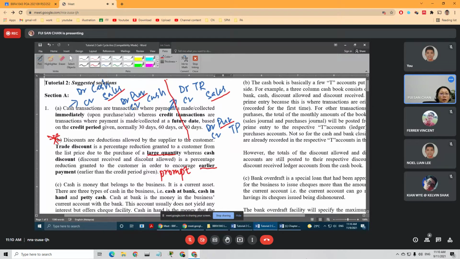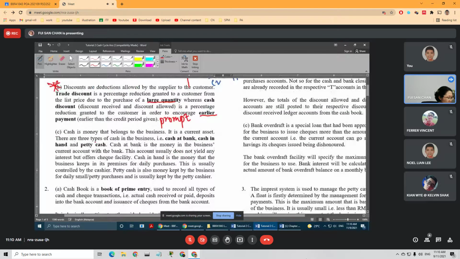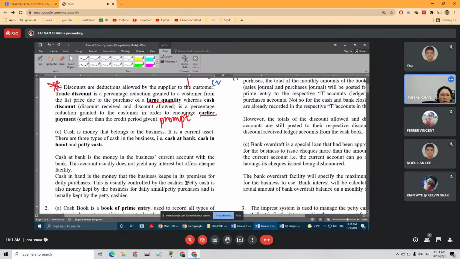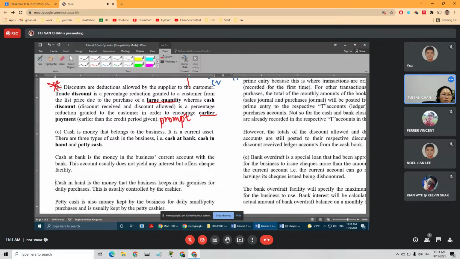Right? Okay, now the third one is different types of cash in a business. So how many different types of cash are there in a business? Here, the first one is cash. What else? All the answers are lumped together, right? So cash in hand is one, and petty cash is another one, right? So I put it in a paragraph like this now.